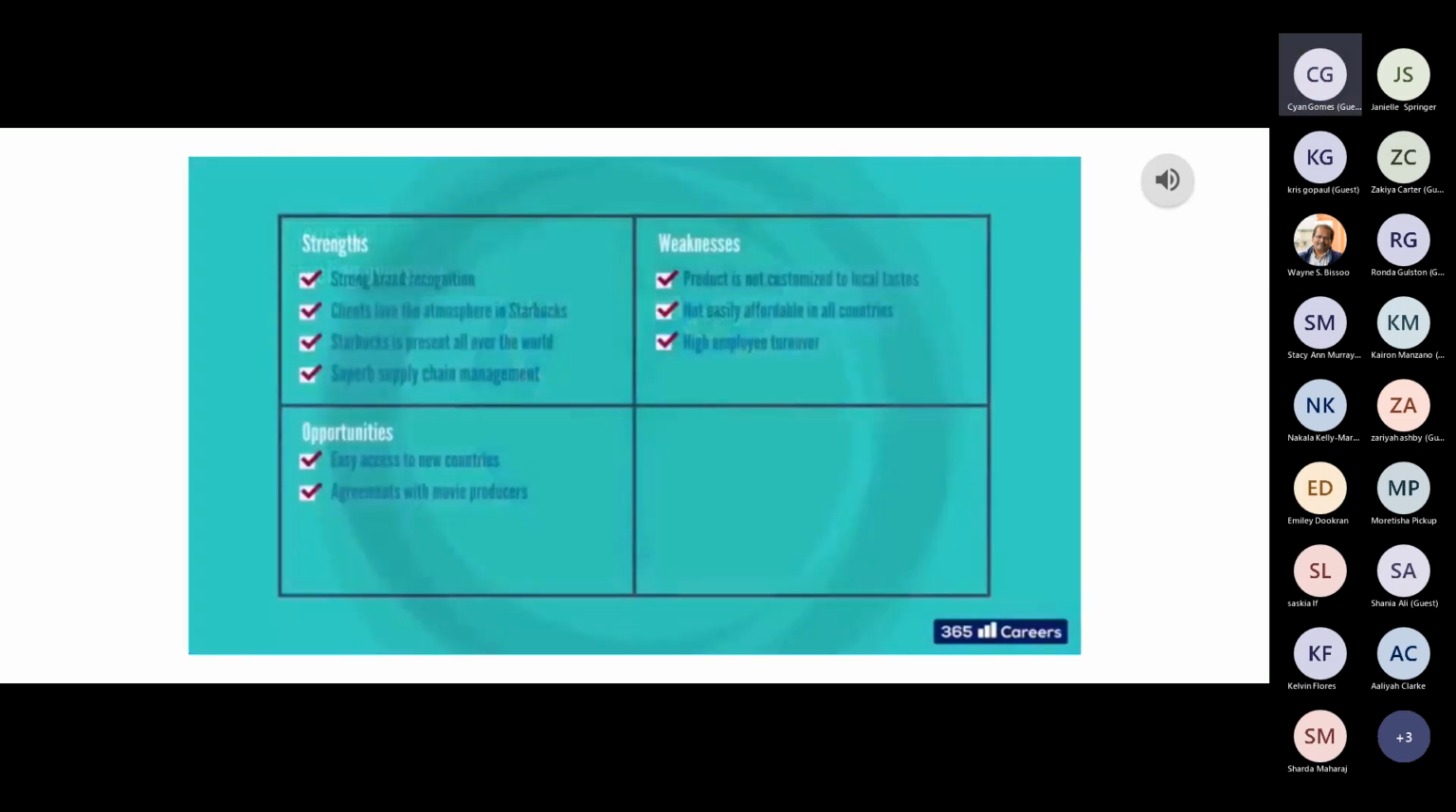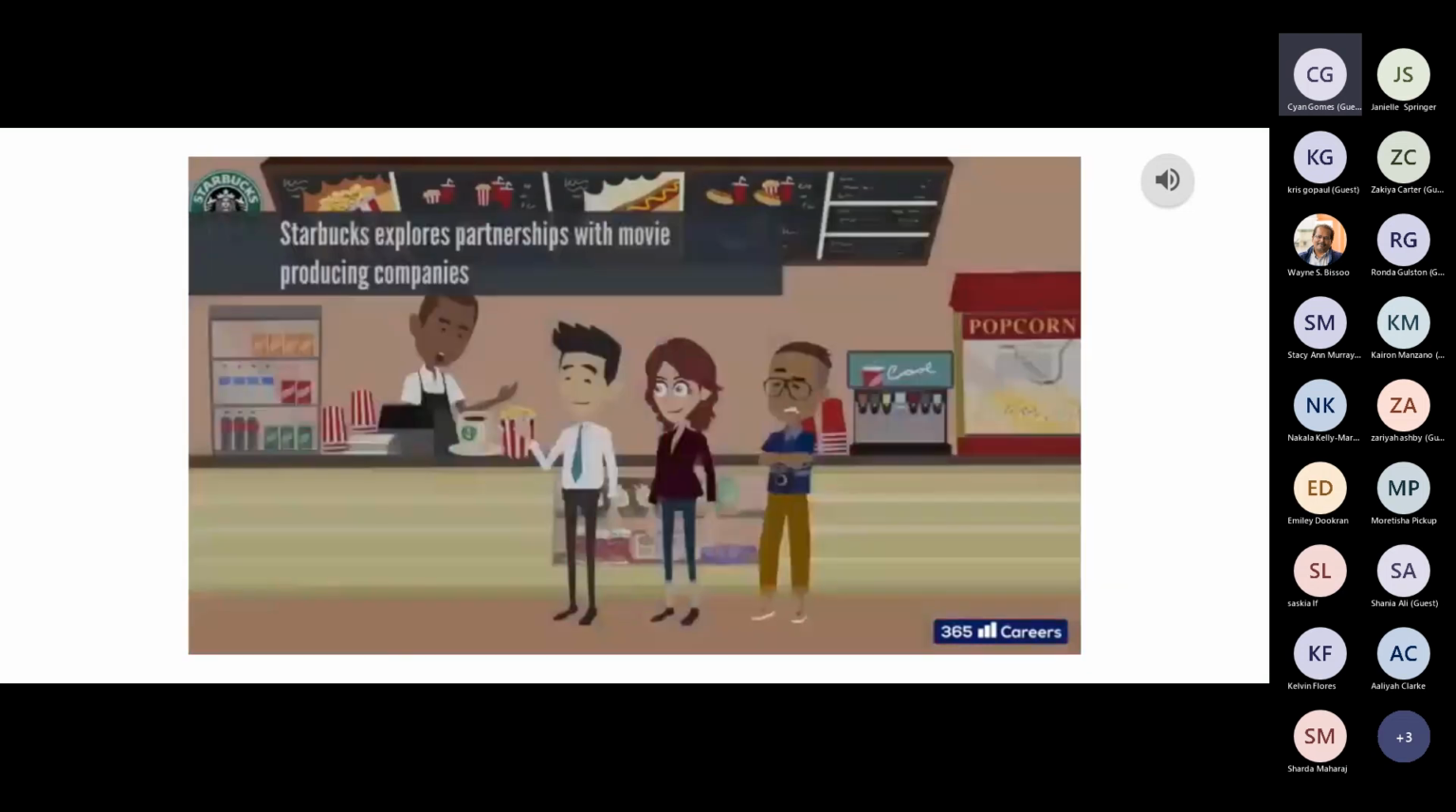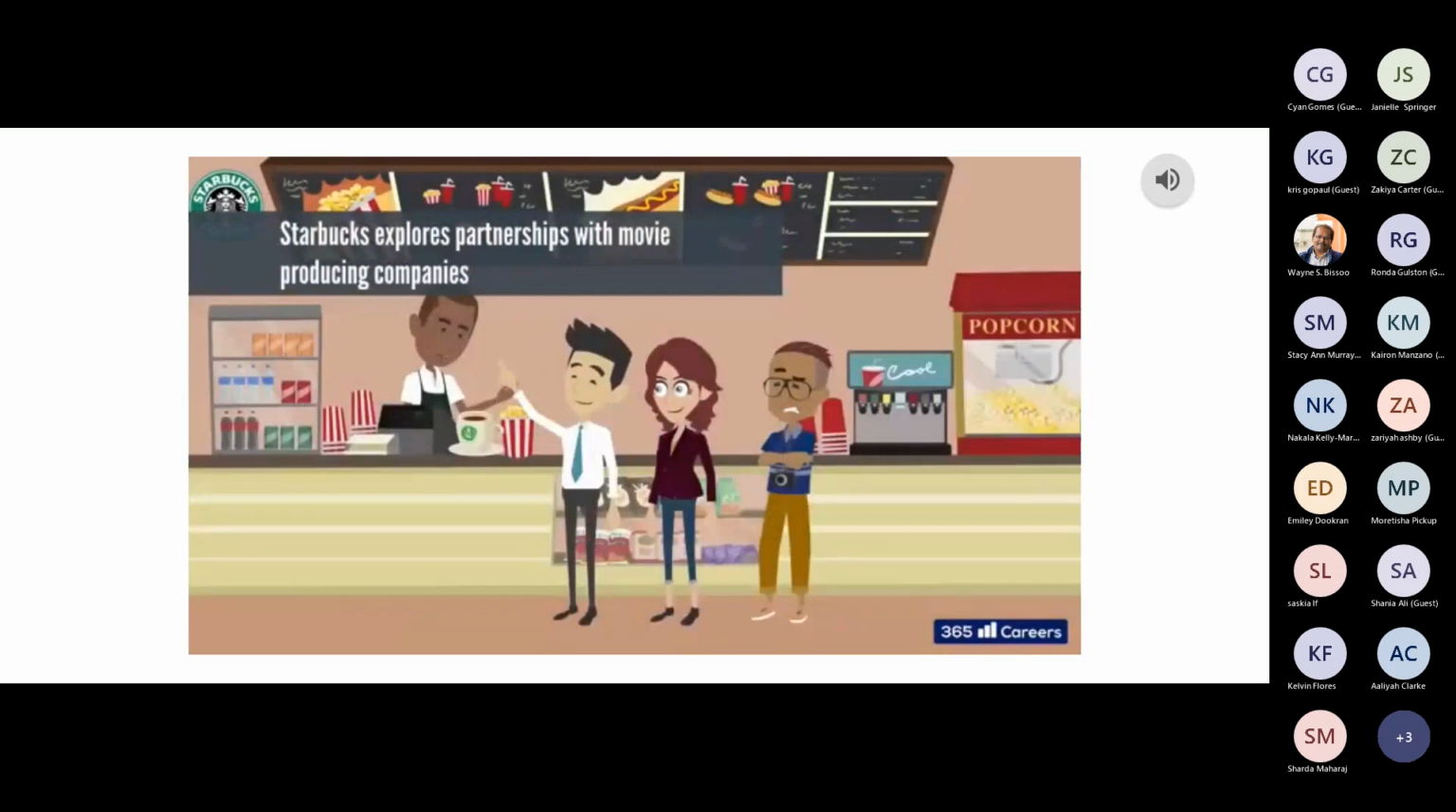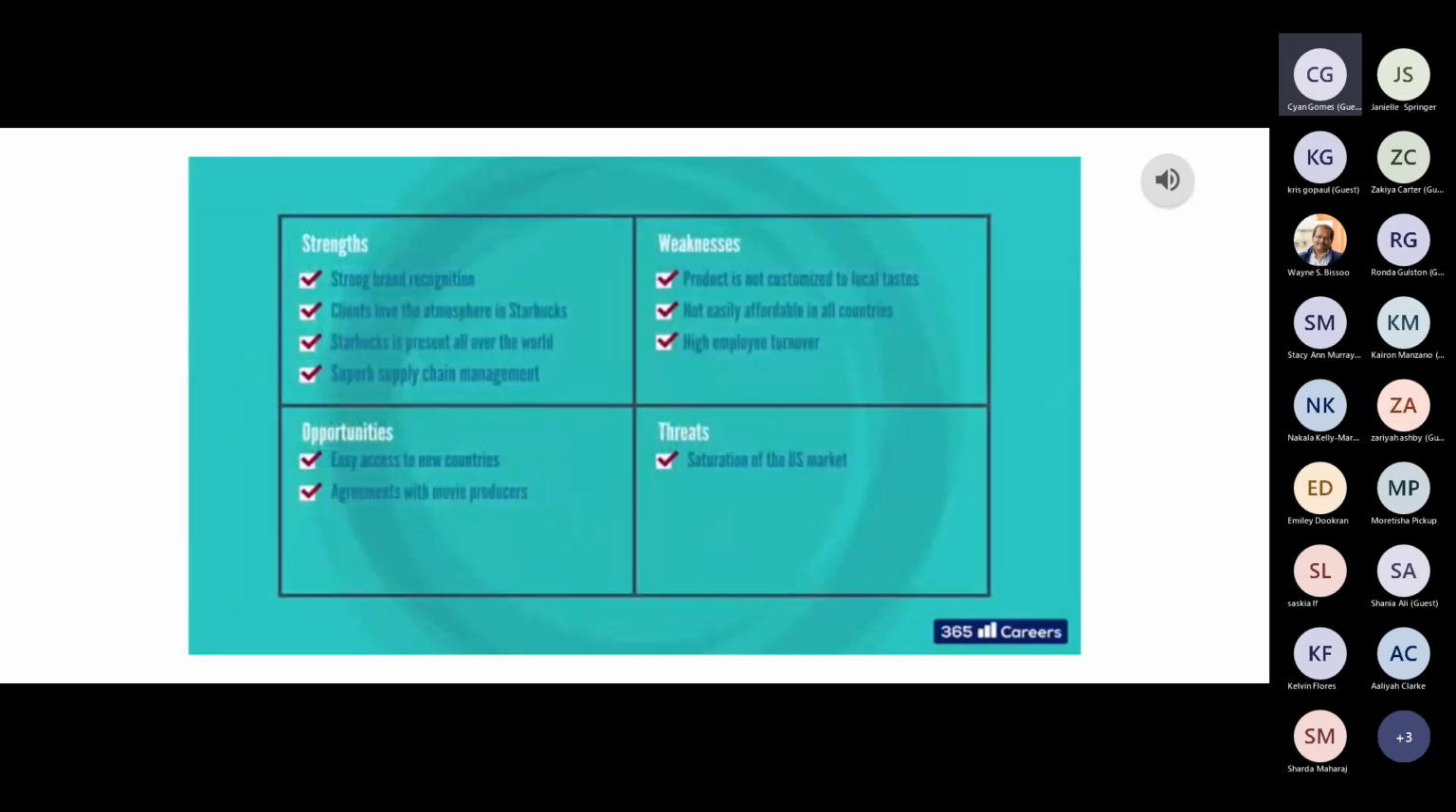Starbucks has also entered agreements within the entertainment industry and partnered with movie-producing companies. That can be a great opportunity for the firm, too. One of the biggest threats for Starbucks is the saturation of the American market, which is where most of its outlets are located. Consumers are increasingly invested in healthier lifestyle, and some substitute products are better positioned to capture the attention of the health-conscious clientele.